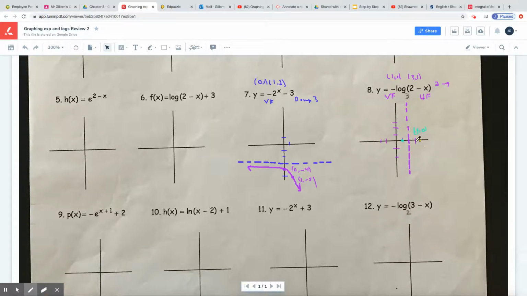All right, 3 comma 1 is right here. A vertical flip puts it at 3, -1. A horizontal flip puts me at -3, -1.